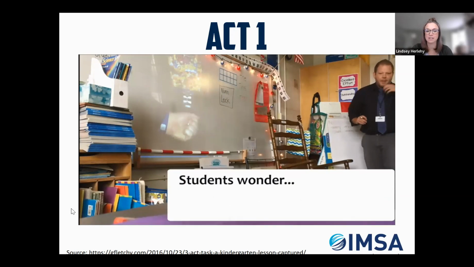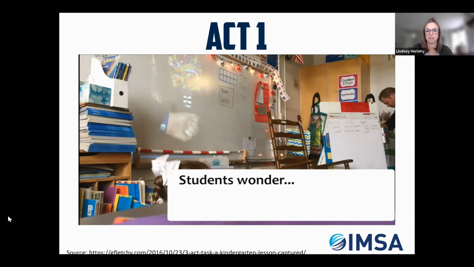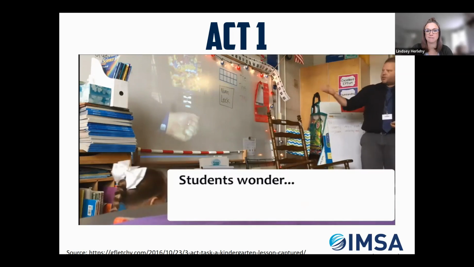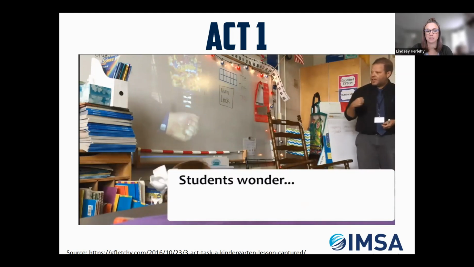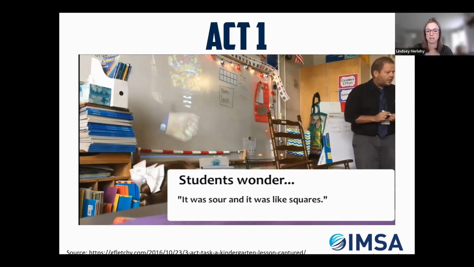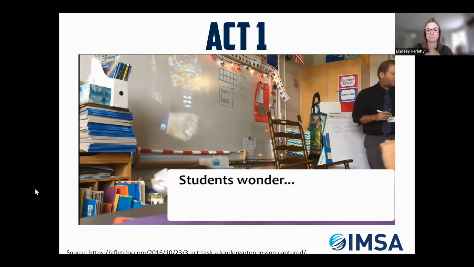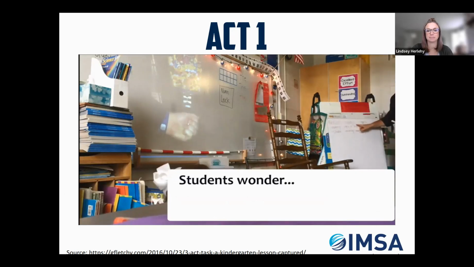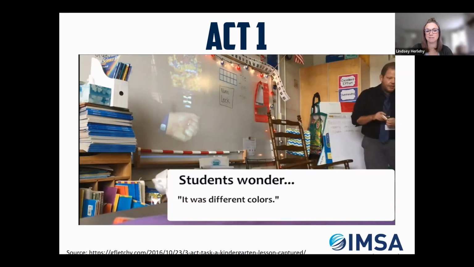All right, bring it back to Mr. Fletcher. Who has a question about what you just saw right there? Like when you look at that video and you see that Mr. Fletcher took some candy out of that machine and he's holding the candy in his hand like this, what question might you have? It was sour and it was like square. So you saw that the candy was squares, so that might be something that we could add to what we saw. So we're looking for a question now. What might you wonder?